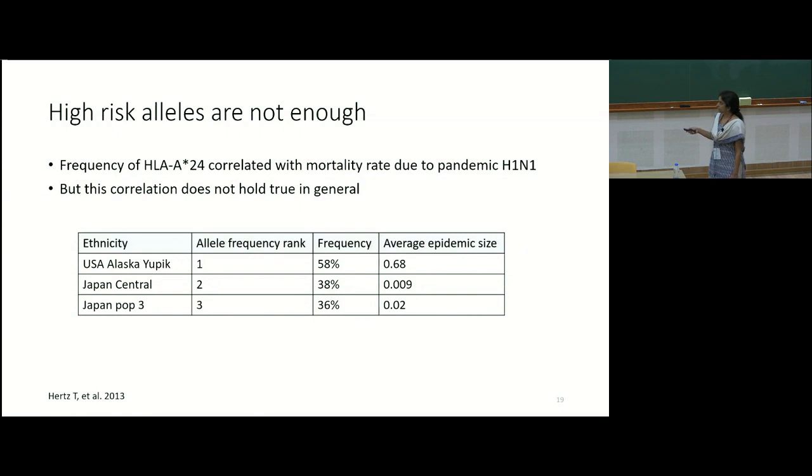In this table, we see the 3 ethnicities which have the highest frequencies of this particular high-risk allele. When we focus on these 2 ethnicities here, they have very similar frequencies of this high-risk allele. And yet, we see that their average epidemic sizes are very different from each other. This highlights the fact that it's important to look past individual alleles and look at entire HLA genotypes, because an individual really does have 6 HLA alleles. Also, at the population level, we need to look at the full susceptibility profile vector to give us any accurate predictions of what the epidemic size will be.